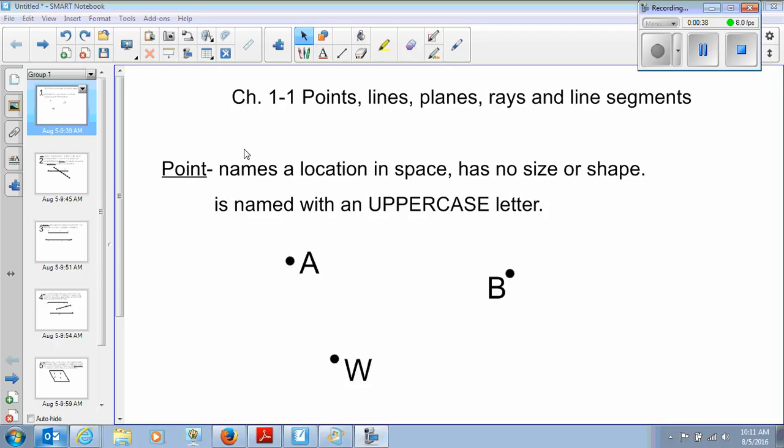So we'll just get started here, talking about a point. A point names a location in space. Something that's tough for students sometimes is that a point has no size or shape. It's literally just a name. So here we see 3 points. I have point A, point B, and point W. So there you can see points can be anywhere. It just names a location. It's giving you a way to identify a certain location in space.